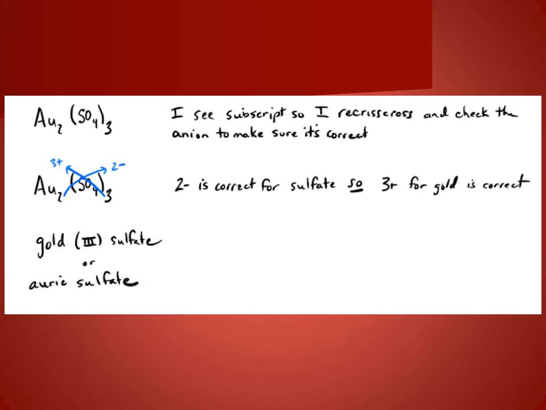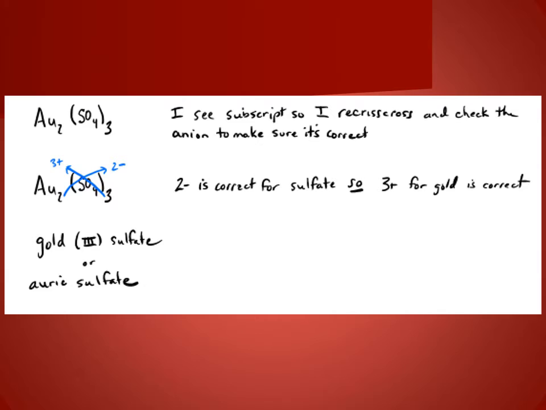So here is a gold sulfate combination. So I do see subscript and therefore I can re-crisscross. So the 2 from gold re-crisscrosses up to the sulfate. I make it negative because the second thing is always negative. So sulfate, 2 negative charge. I look at my ion sheet. I have it memorized. It is a 2 negative charge. That is correct. So when the 3 comes up to make it 3 positive, that is also correct. Once I do that, I'm done. Name it. Gold, Roman numeral 3, sulfate, of course in parentheses, or if you like the Latin, auric sulfate.